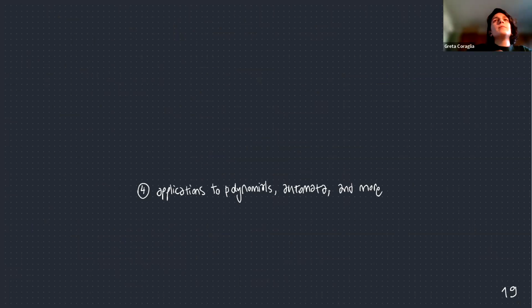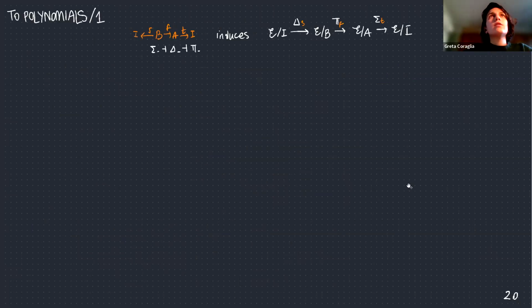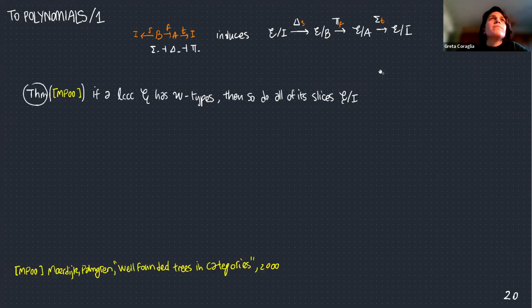The first application that came to mind is actually not quite developed yet, so I hope we have the time to discuss some of it today. Remember, we defined polynomials. For a given diagram such as this, we can define an endofunctor from the slice into itself.